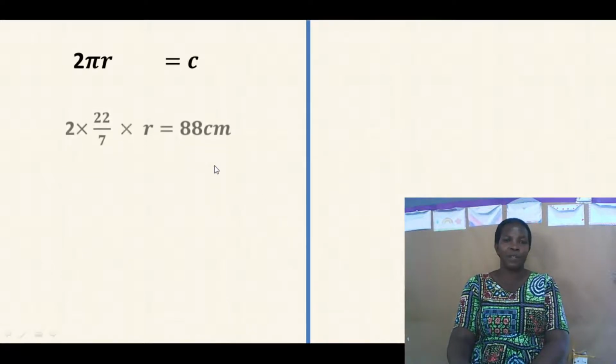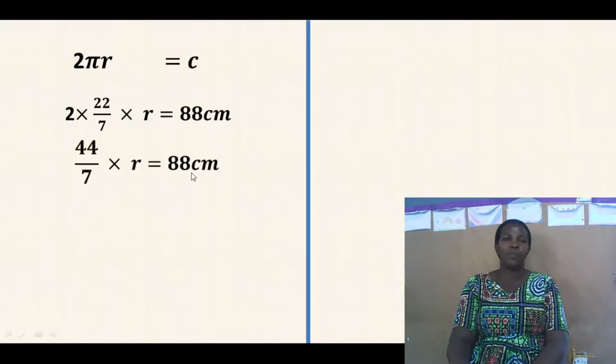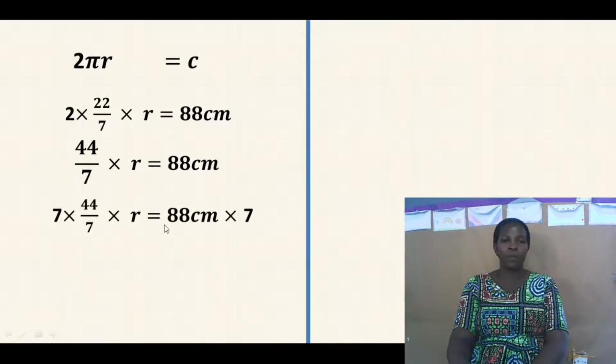Our next step, we shall carry out the substitution as 2 times 22 out of 7 standing for pi, times the radius which we don't know. This is equal to 88 centimeters. In the next step, we shall multiply the 22 times 2, and we shall come up with 44 out of 7 times the radius, which is equal to 88 centimeters. Now, from that stage, we shall move on to the next step. We shall multiply 7 on both sides.